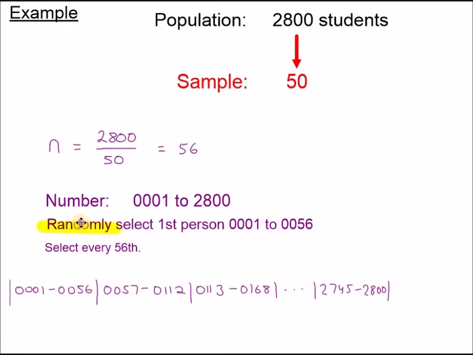And because I randomly select the first person, there is an element of randomness in this process, but this is not a random sample. As soon as you pick the first person, you know exactly who's coming next, and you shouldn't know that with a random sample.